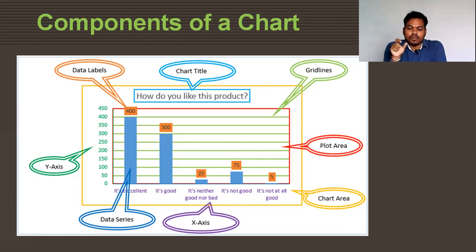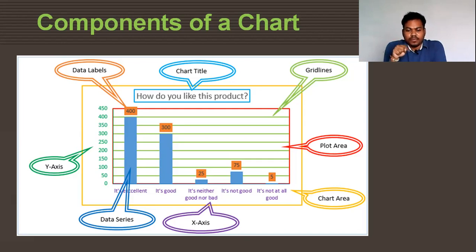Then the chart title: what this chart is about. How do you like this product? Like this, we can mention the chart title. If it is related to a marks list, we will write marks list. If it is the employees' performance, then we will write employees' performance. Grid lines, as you can see, we can show horizontally and vertically also.